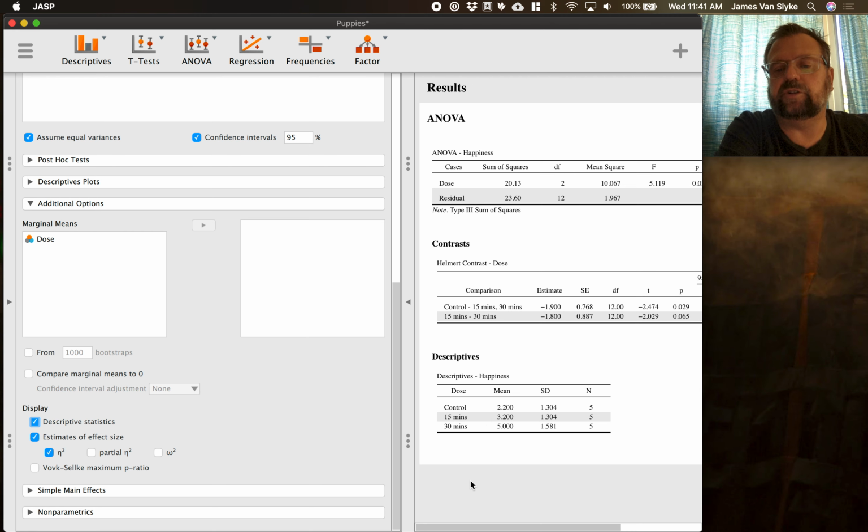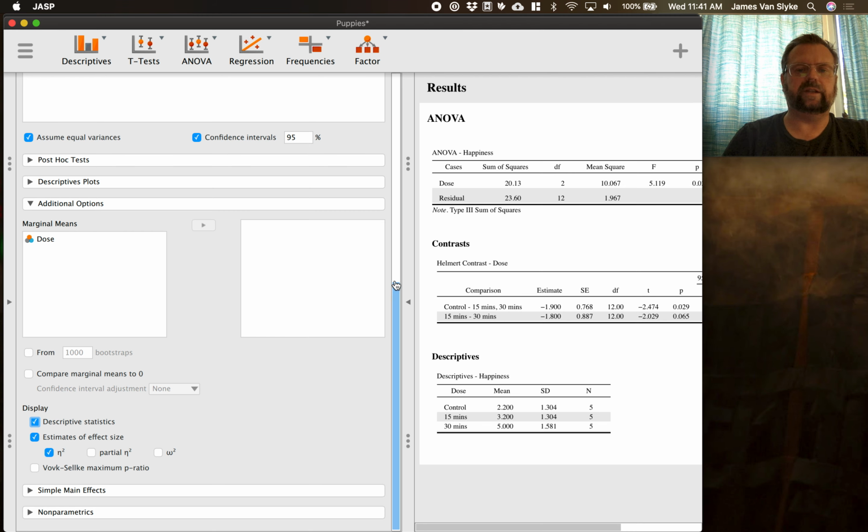Okay? And so notice that it gives us the mean of the 30 minutes of puppy therapy had a larger happiness score in comparison to 50 minutes in control. Then when we look at the Helmert contrast, we can also see that there is a difference between the two groups of control in comparison to 15 minutes plus 30 minutes. But that 15 minutes in control in comparison to 30 minutes, there is not a significant difference there.